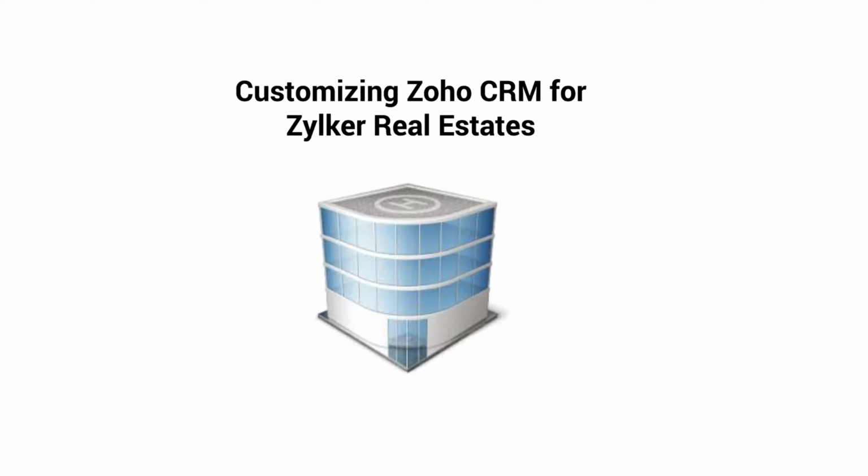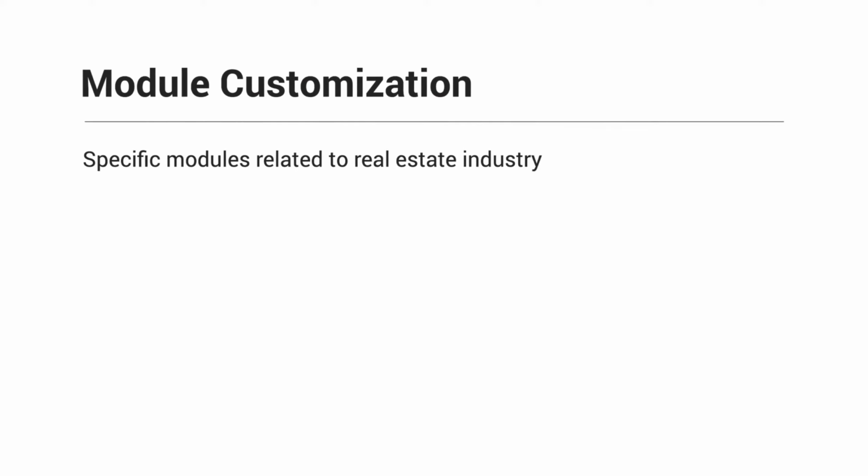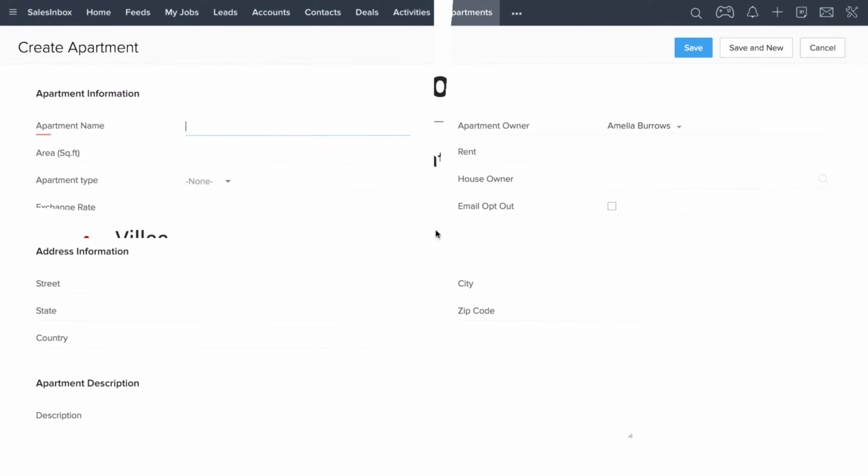Say Zilker Real Estates is looking at customizing Zoho CRM for their business needs. In this case, they require specific modules related to the real estate industry. So perhaps modules like builders, villas, tenants, apartments, etc., depending on their business.